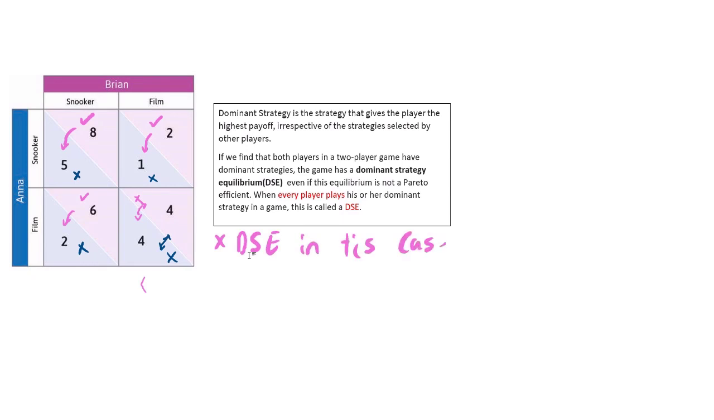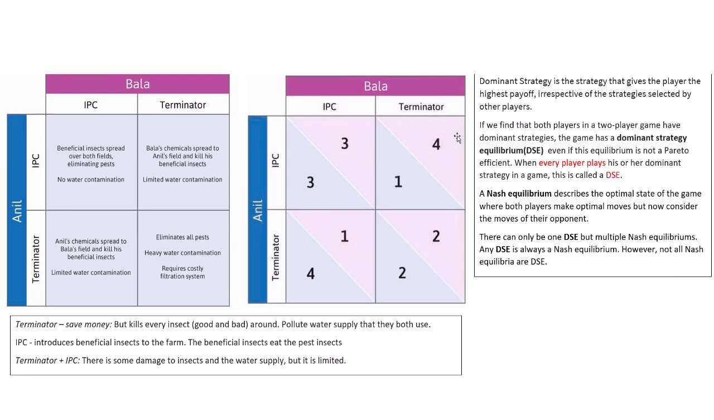So let's look at the second example. In this example, I want to add another thing. I want to show you what a Nash equilibrium is. The Nash equilibrium describes the optimal state of the game, where both players make their optimal move, but now consider the move of their opponent. What it means is, if you want to determine the Nash equilibrium, you need to know what the opponent is choosing. Say if Bala wants to determine Bala's decision, then Bala needs to know what Anil chooses. Say Anil chooses IPC, then what does Bala choose? Say Anil chooses Terminator, then what is Bala's next move?